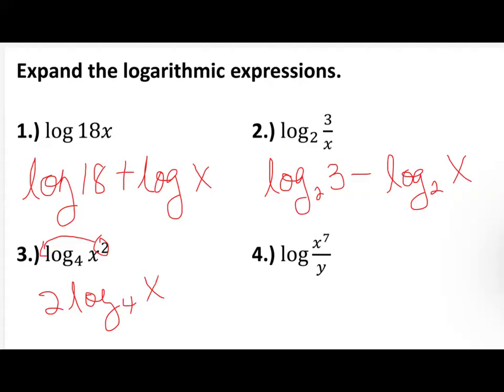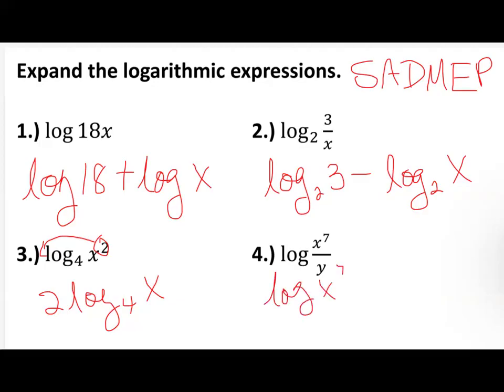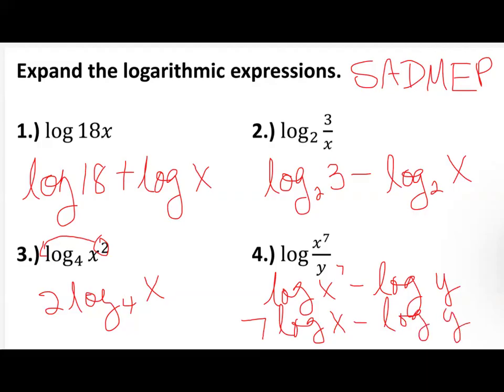Now, just like we followed PEMDAS before when we were condensing. Condensing means we're simplifying. Expanding is kind of like solving. So we're going to do upside down, SADMET. We're going to do the exponents last. So that means we're going to go log of x to the 7th minus log y, but we don't want an exponent in there. So that 7 has to come down front. 7 log x minus log y.